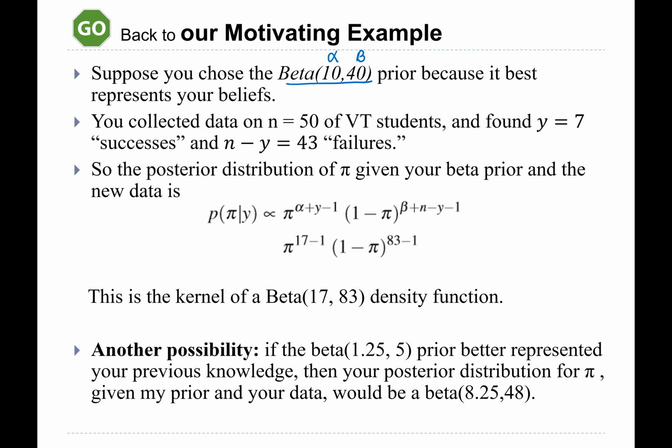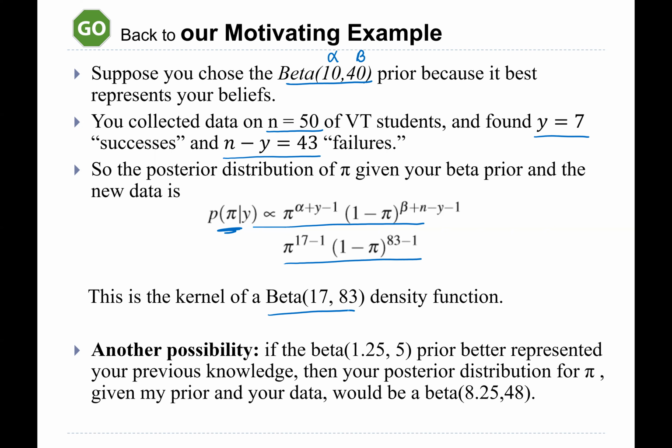So in this case, I will work with alpha 10, beta 40, and then the next step is collect data. Assuming I selected a sample of 50 and found y is 7, so n minus y is 43. Let's plug in all this information, alpha, beta, y, n minus y, in the posterior distribution that is proportional to this one.